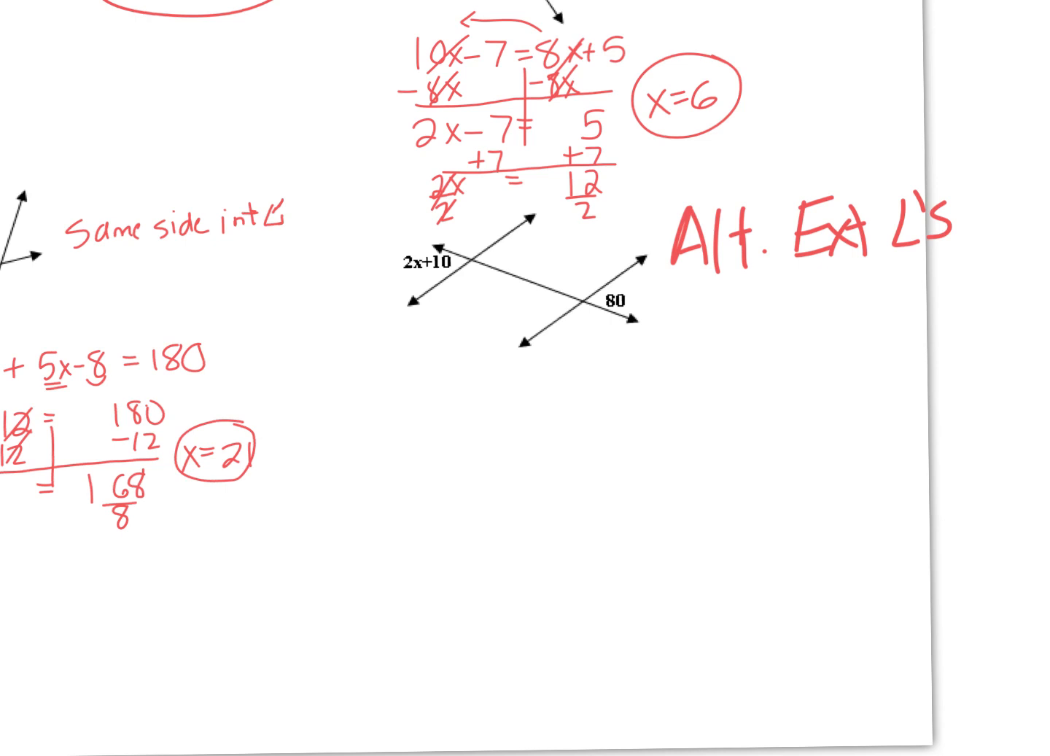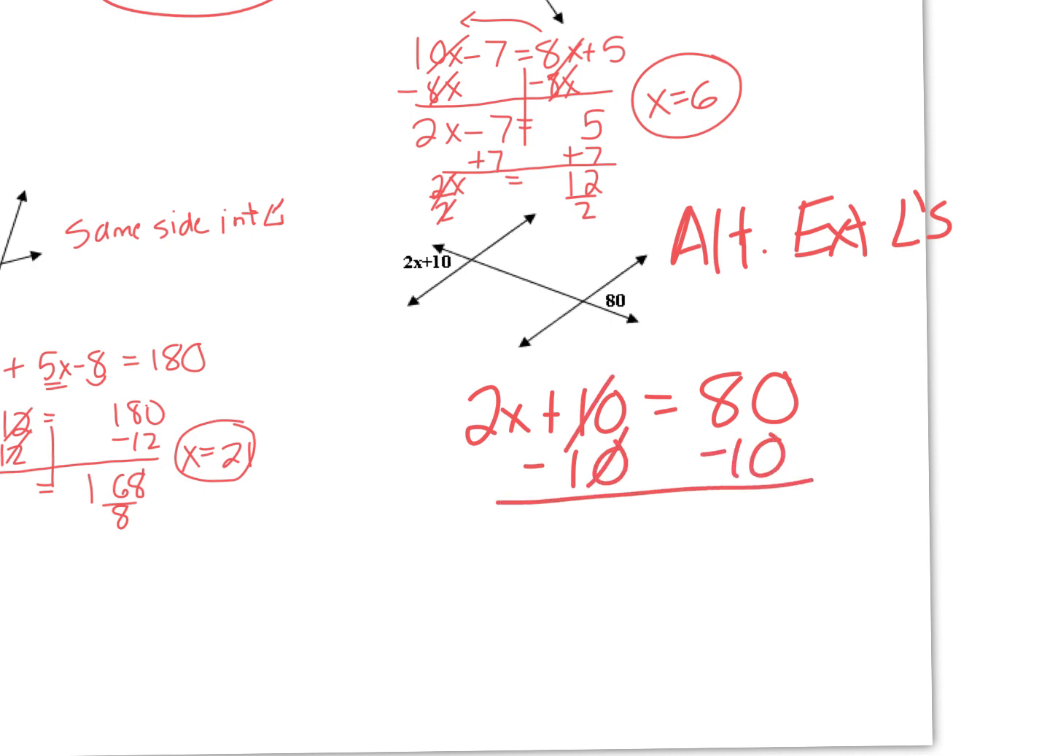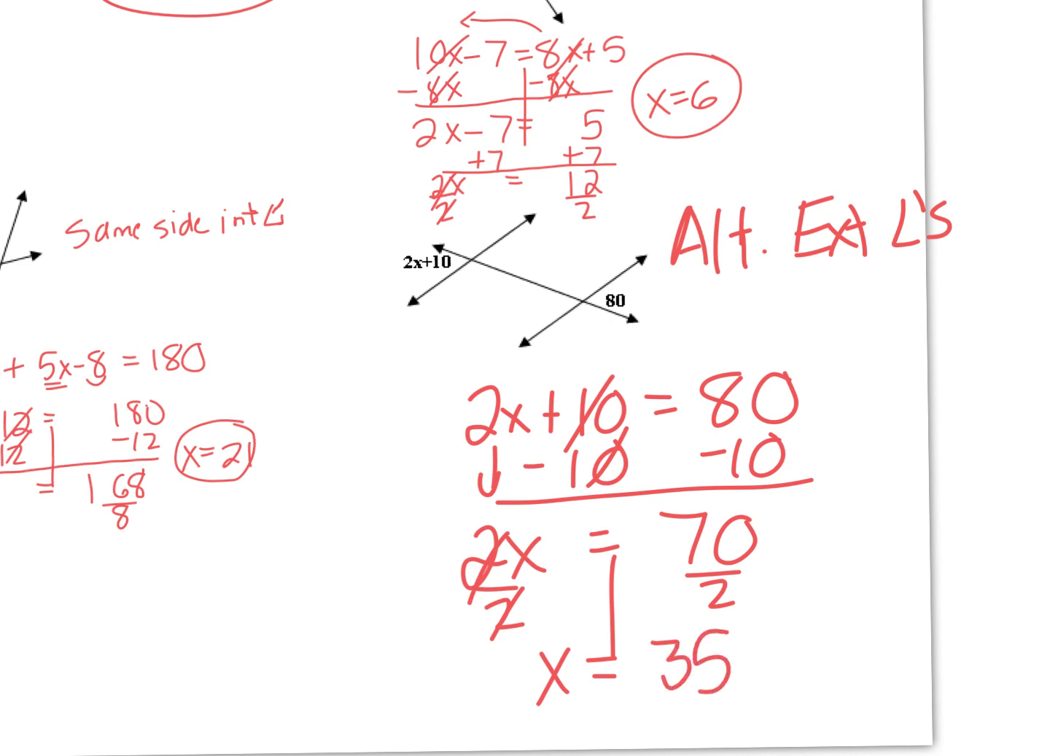And we know alternate exterior angles, check your notes, are supposed to be congruent. So 2x plus 10 better equal 80. So if I subtract 10, 10's cancel, and I have 2x, and 80 minus 10 is 70. Then I can go ahead and divide by 2. 2's cancel, and x will equal half of 70 is 35. So again, if x was 35, the two lines would be parallel.